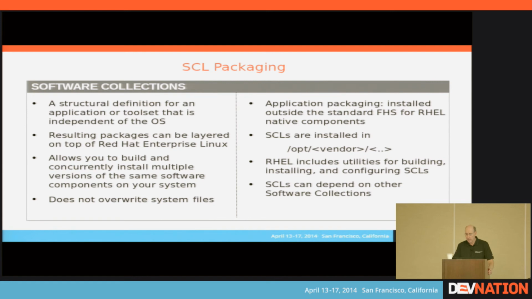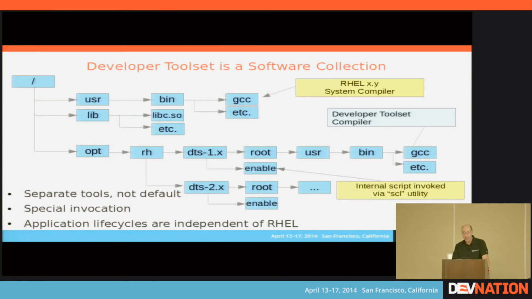It's important to note that Red Hat Enterprise Linux, starting with 5.10 and 6.3, has included the packages to allow you to build, install, and maintain software collections. So whether you use our software collections or you develop your own, the tools to do this have been in RHEL for a good year and a half. And also important to note that software collections can depend on other software collections. So if you install, say, the Python software collection, you can build your app as a software collection and use the Python software collection. How does that work?